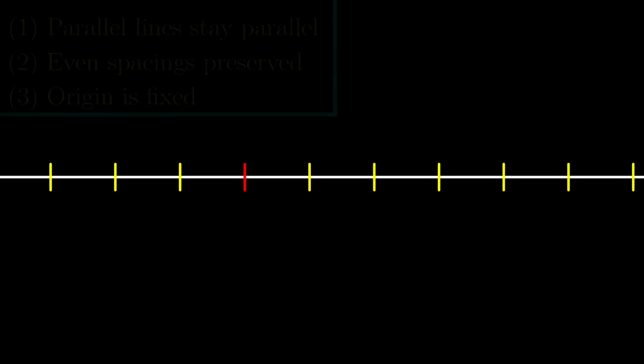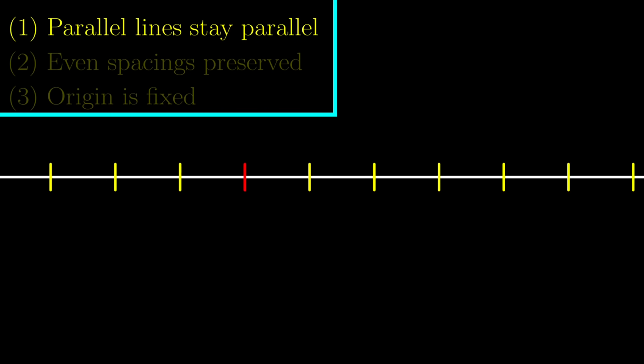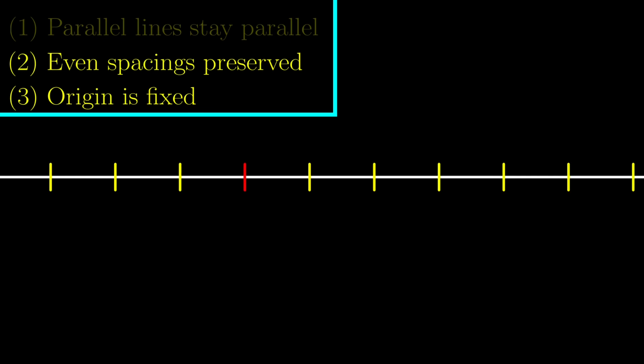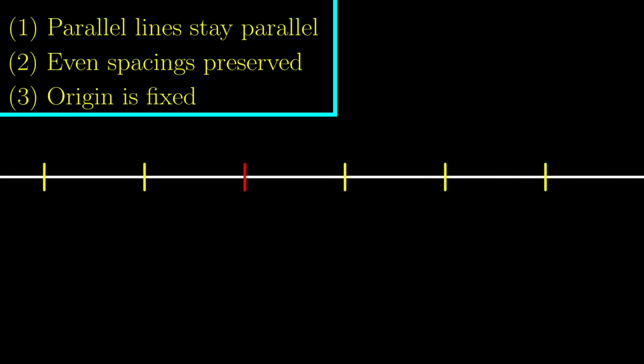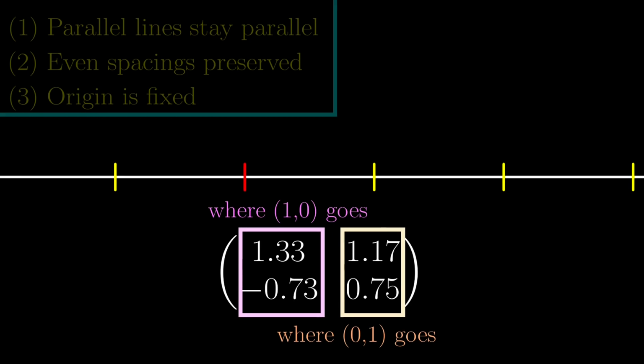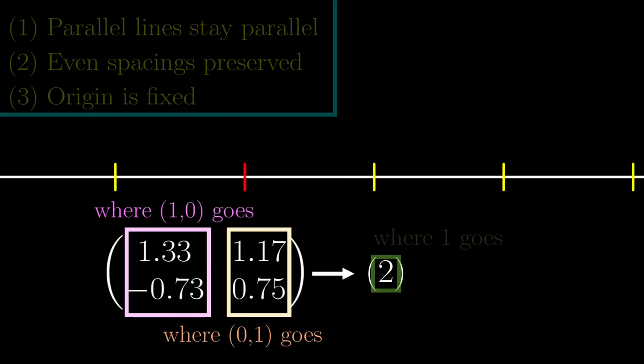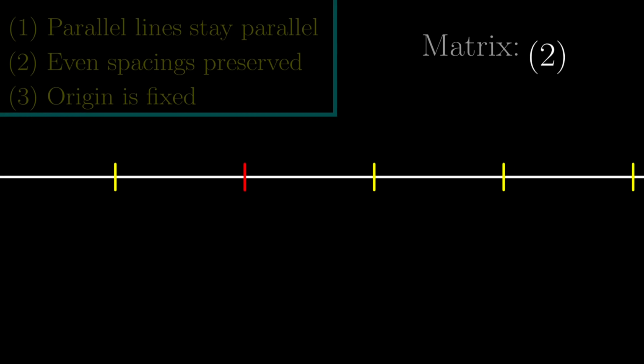Let's reduce to one dimension. As we said before, these three are the requirements of being a linear map. The first one isn't too relevant because we only have one line to deal with anyway. But the next two requirements mean that we are restricted to just scaling, so linear maps in one dimension are scaling. In 2D, the linear map is represented by a matrix like this, but in 1D, we only need to know where 1 goes, so the matrix reduces to just one number, which is the scaling factor.